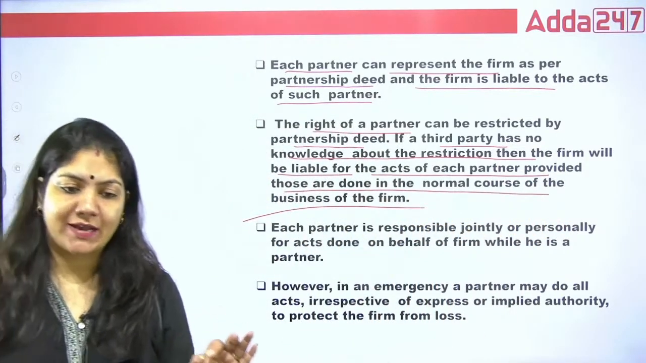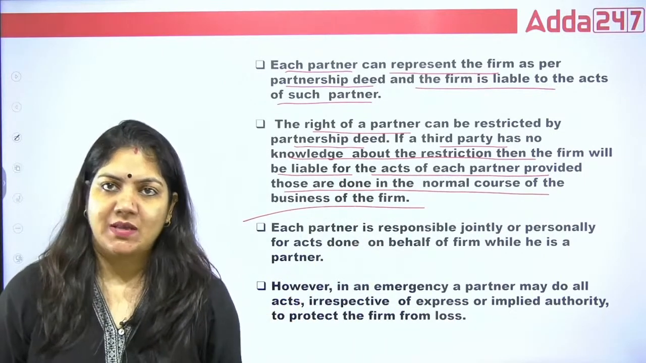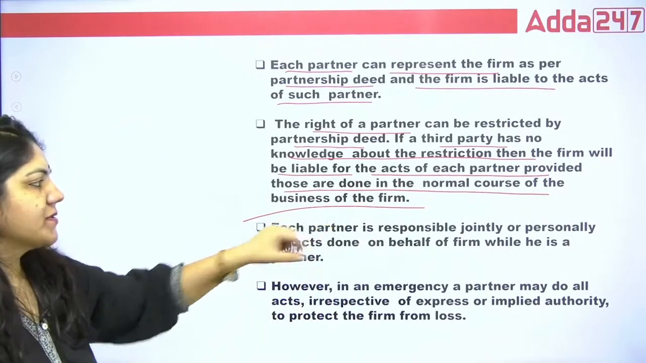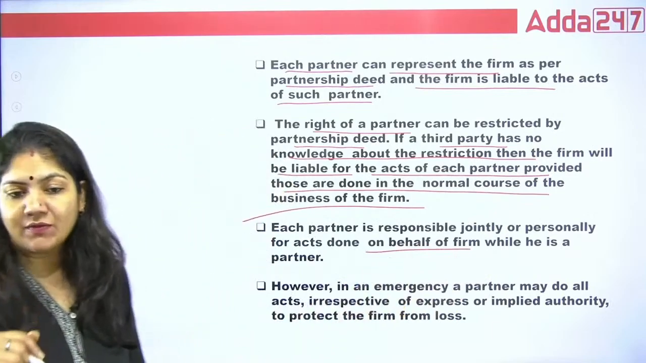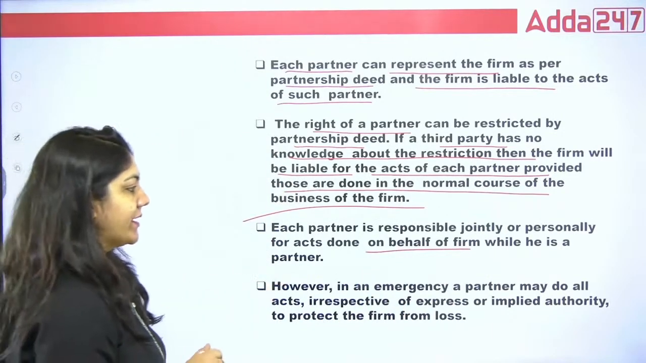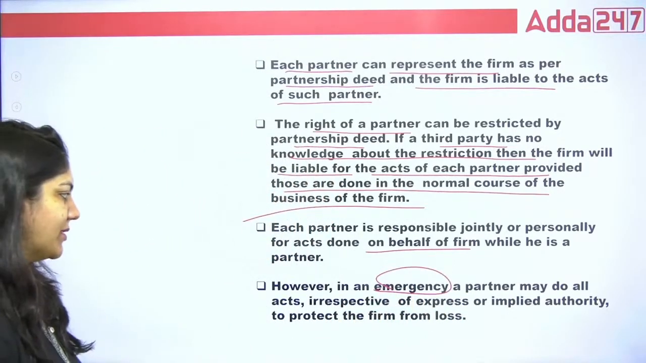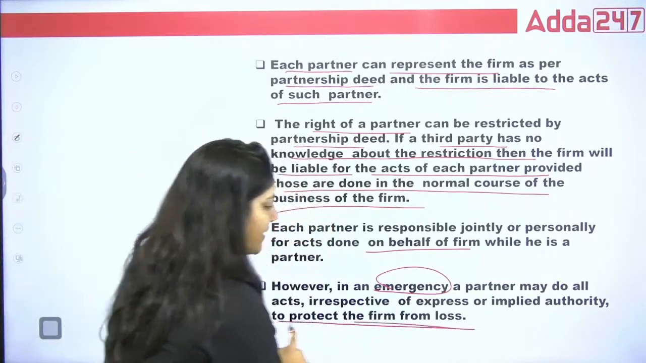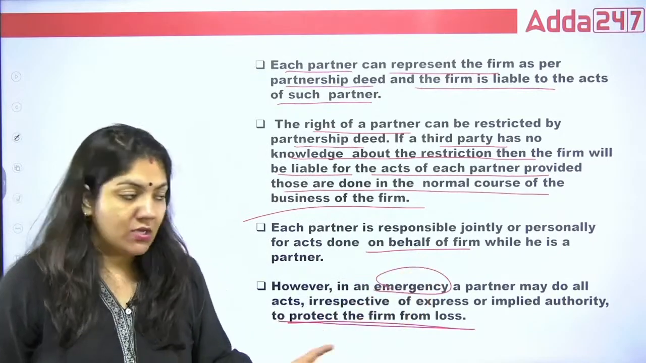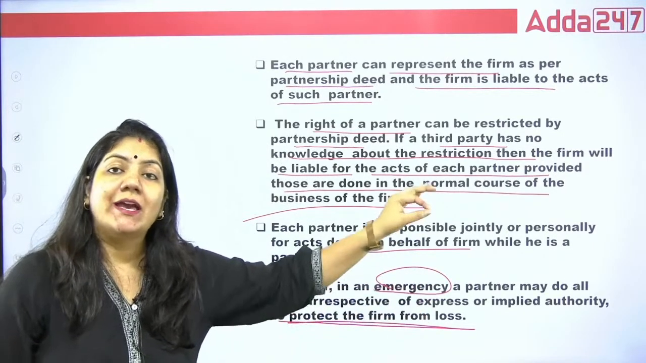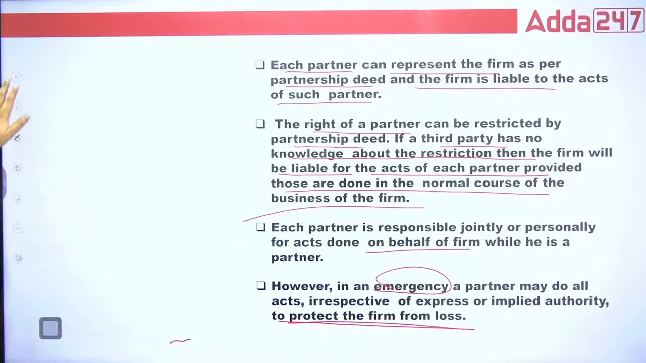Exactly. Whatever act is done by the partner, always remember the partnership firm is liable. Each partner is responsible jointly and personally for the act done on behalf of the firm, if you have done the work on behalf of the firm. However, in an emergency, a partner may do all acts irrespective of express and implied authority to protect the firm from the loss. It means in an emergency, suppose the thing is not written in the partnership deed, in that case, if a partner is doing anything, the partnership firm is liable. That's it. So these are the things.